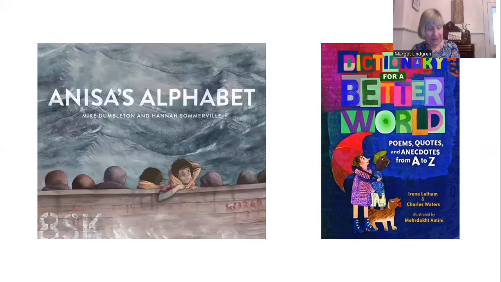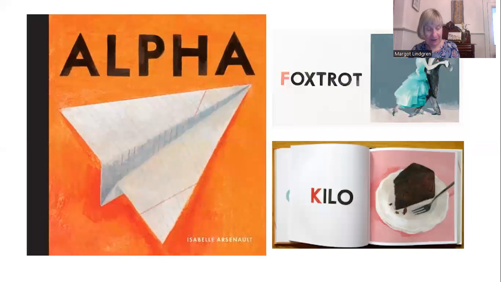Here you can see big topics explored in alphabet books. We even found an alphabet book which explores the International Phonetic Alphabet. This one is very sophisticated and could be used in a high school art class.